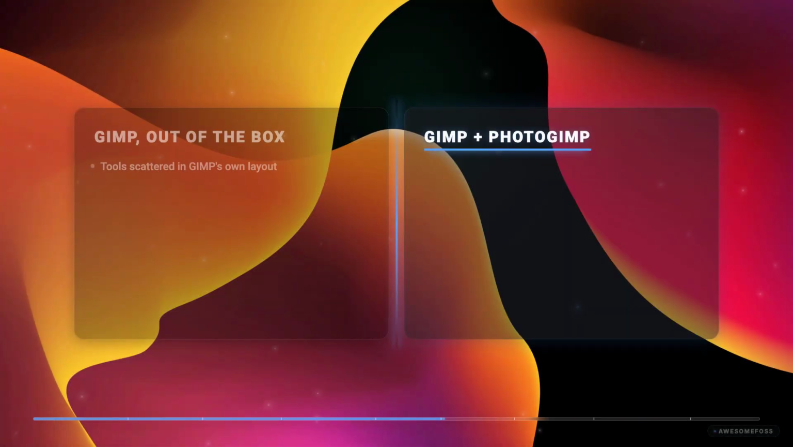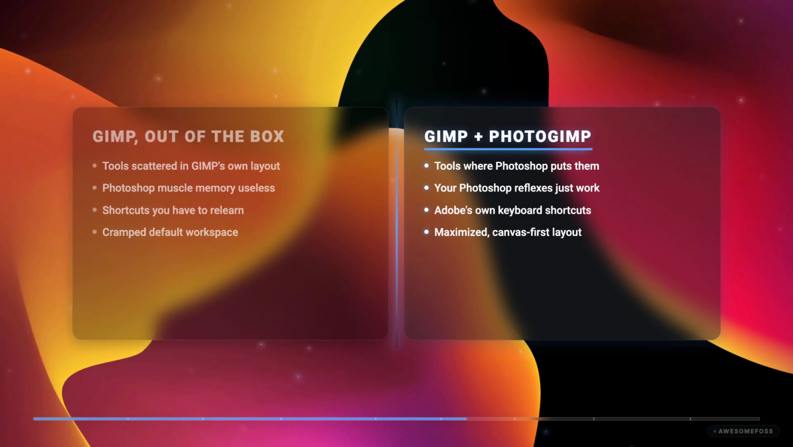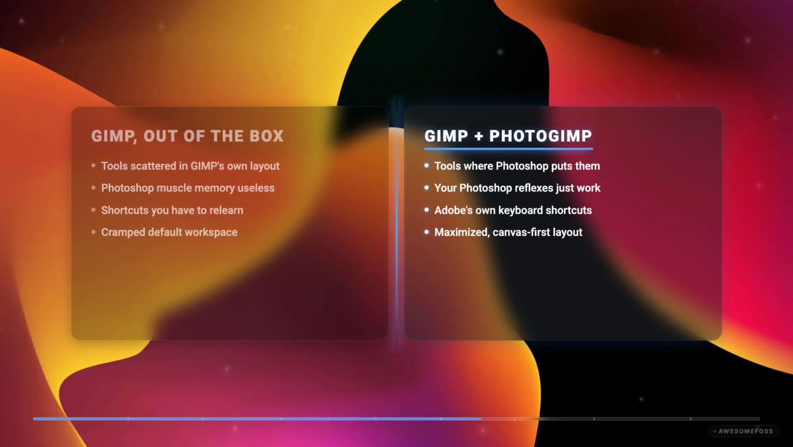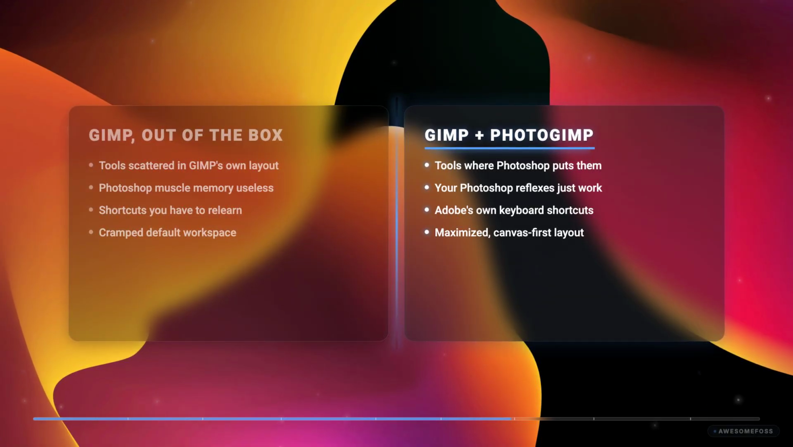To see why this matters, picture opening GIMP for the first time as a Photoshop user. The tools are in the wrong places, the shortcuts fight your fingers, and the workspace feels cramped. Now, apply PhotoGIMP. Every tool snaps to where you expect it, Photoshop's own shortcuts light up, and the canvas opens up. Nothing about GIMP's power changes. The only thing that changes is how at home it feels the second you launch it.